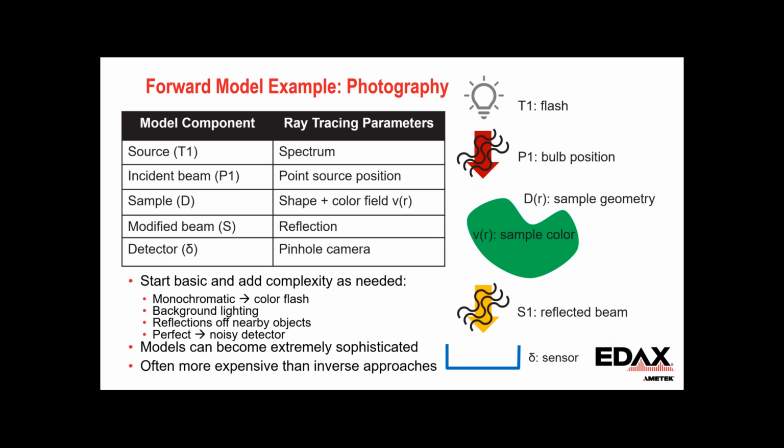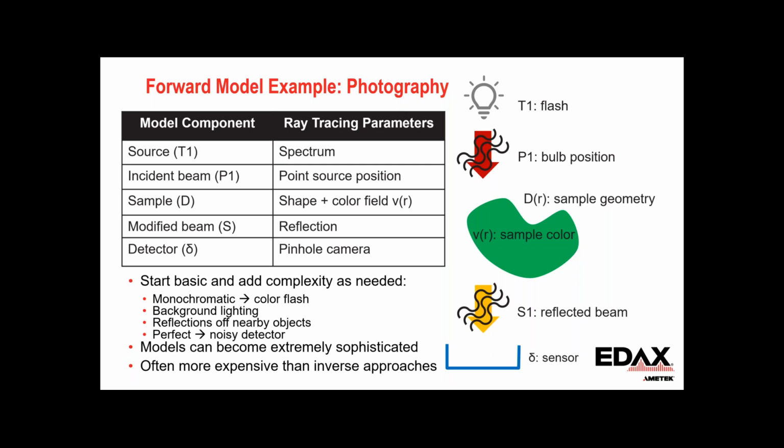Just for a more concrete example, if we wanted to simulate how we render an image, we would say you have a flash or light source, maybe a geometry describing where that source is and how the light propagates, where your sample is and its color or reflectivity, and then you can describe the scattering when the light hits your sample, and then maybe you have a sensor with some noise profile. Normally, what you want to do is start with the simplest model that you can and start adding complexity until the fidelity is sufficient for whatever you're doing.